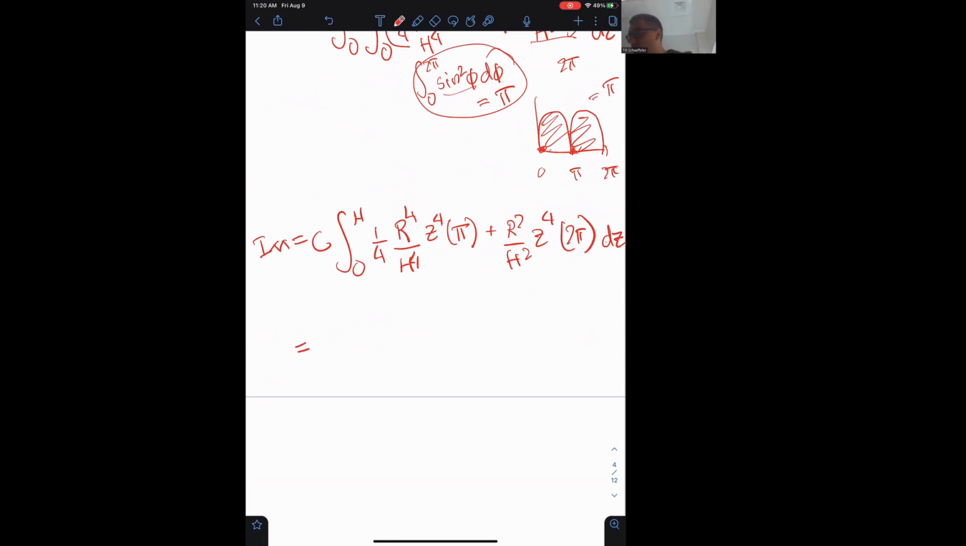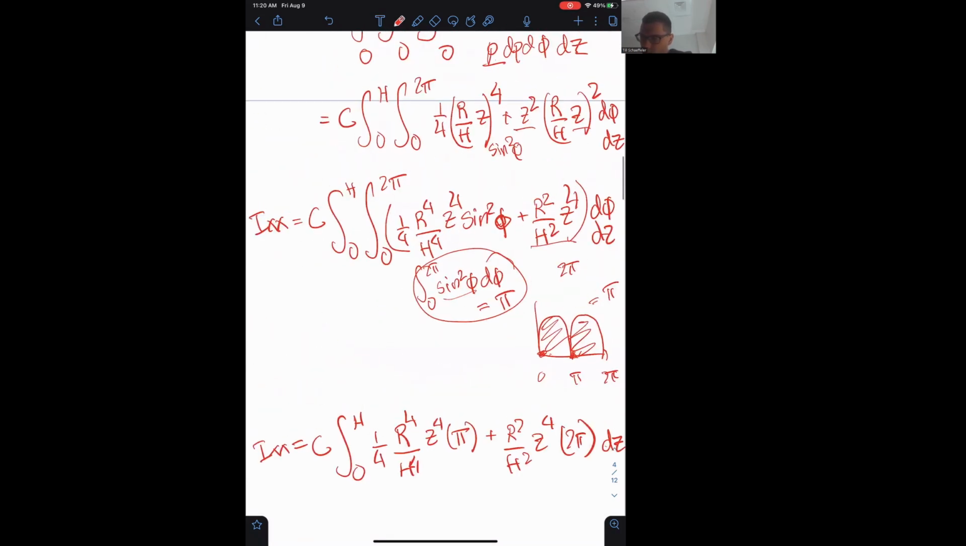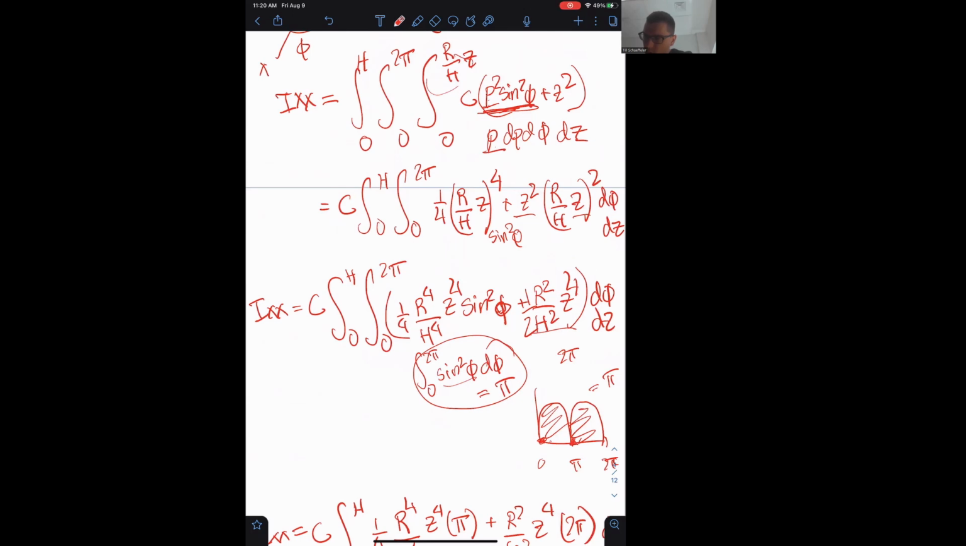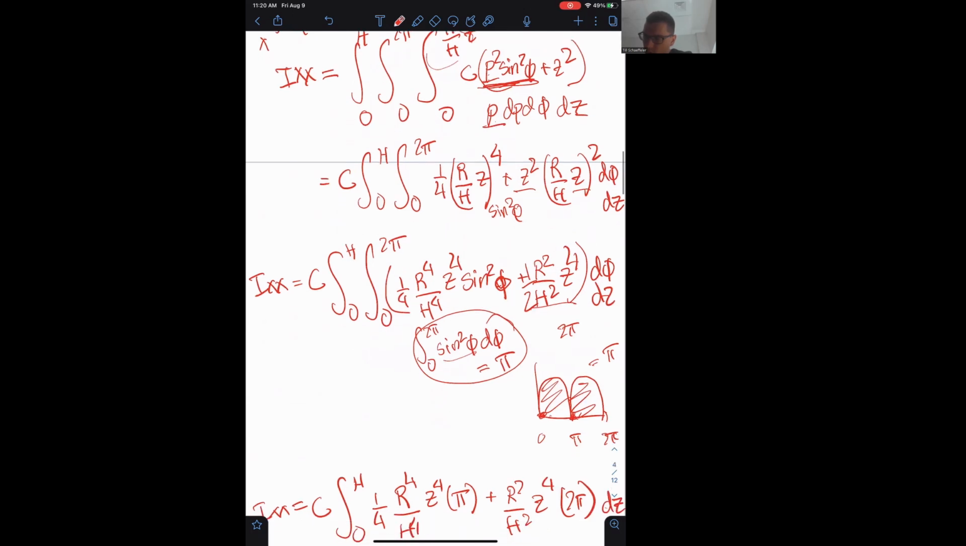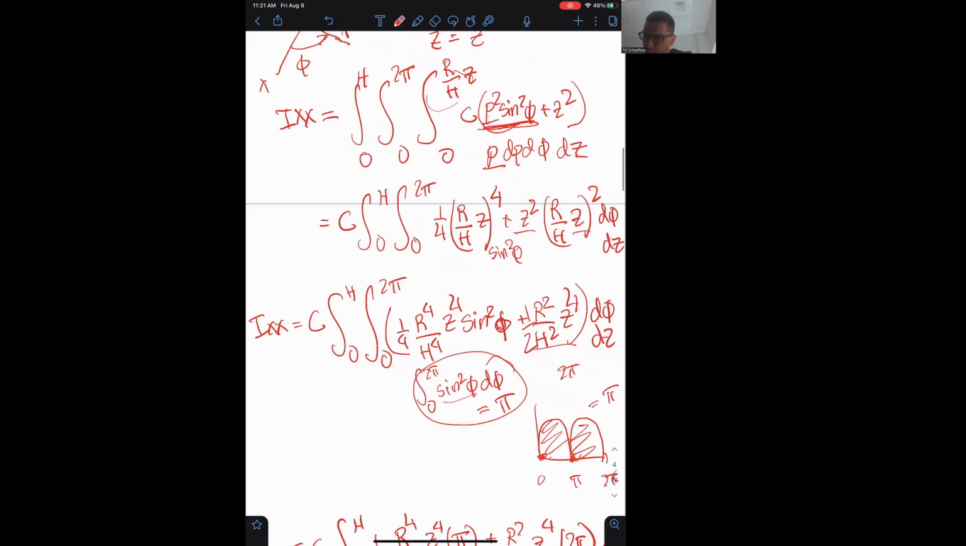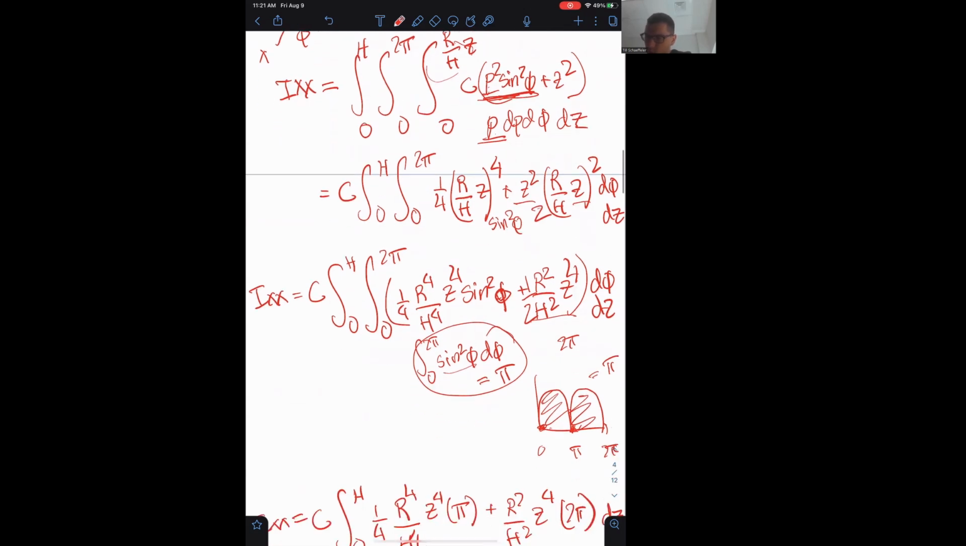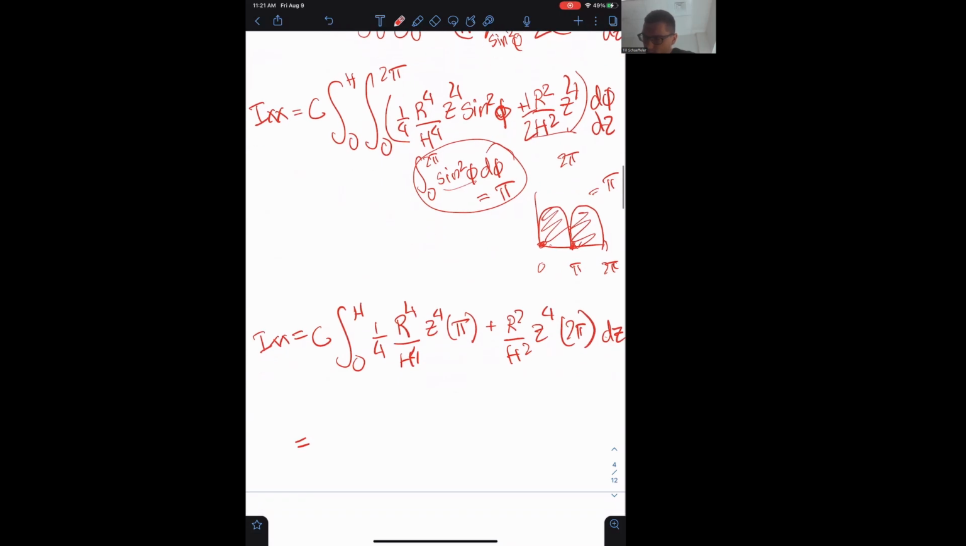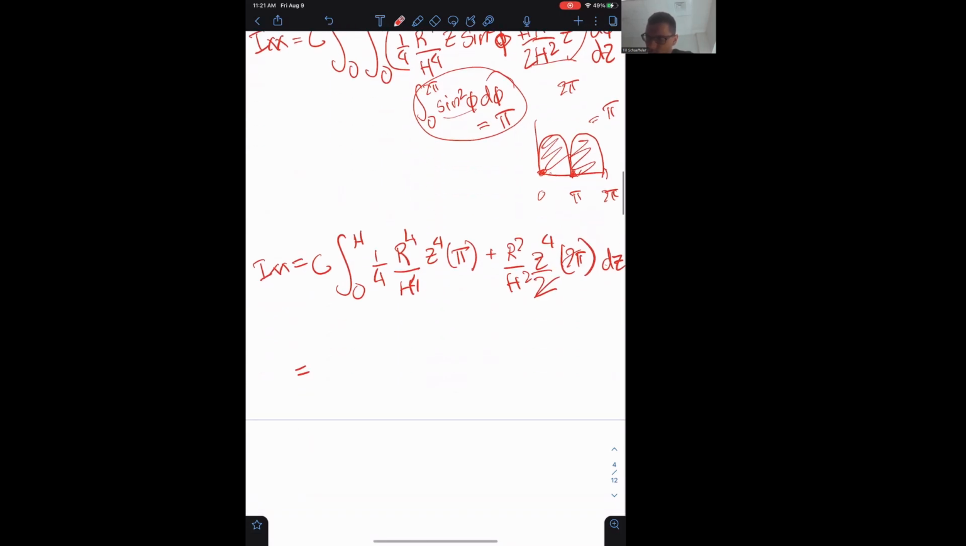So what's left? Let's check again. Oh, we lost a factor. There should be a 1 here, because we were integrating this over rho, so that gives you rho squared divided by 2. So there should have been a 2 here. Sorry about that. So 2 here, and that 2 would cancel with that. So we just have pi's.